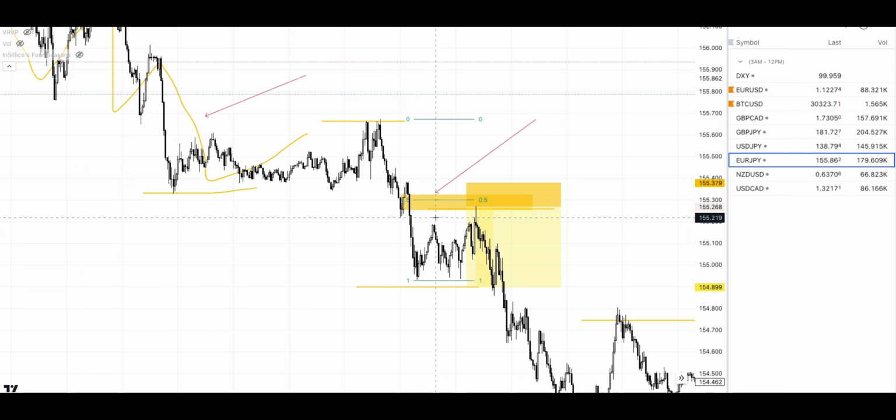But for most pairs, I would say you can start out with the 30-minute to 1 hour structure, and then you can do short-term structure on lower time frames than that.